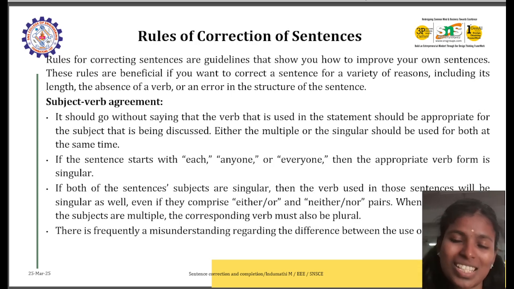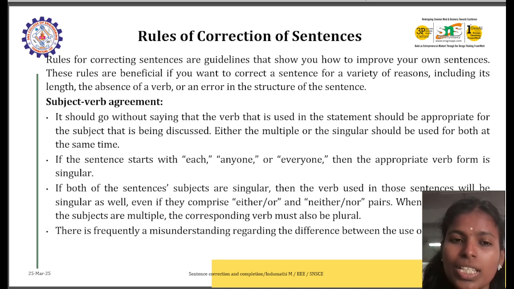So, what are the rules? We'll just go through the rules. The rules of correcting sentences are guidelines that show you how to improve your sentences. These rules are beneficial if you want to correct a sentence for a variety of reasons, including its length, the absence of a verb, or an error in the structure of the sentence.